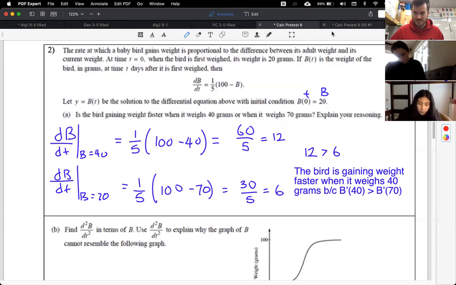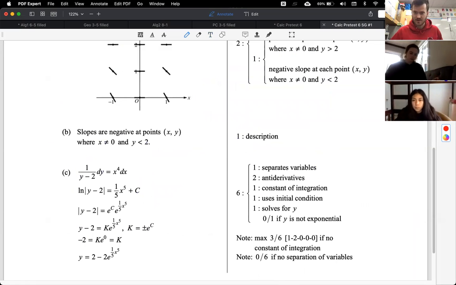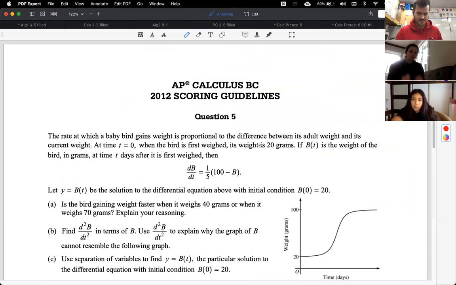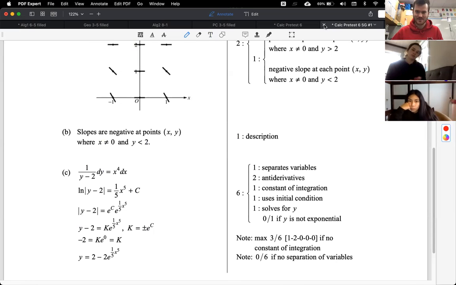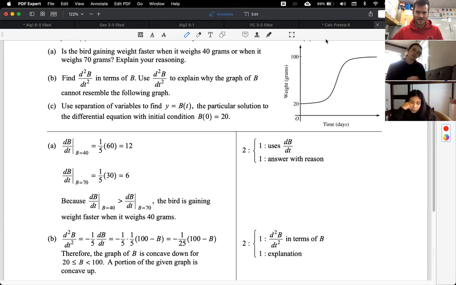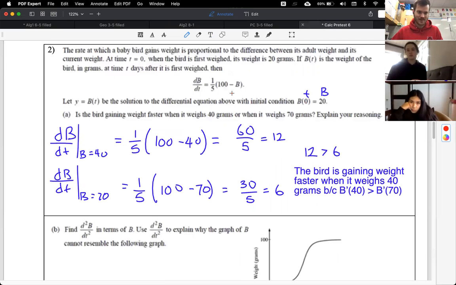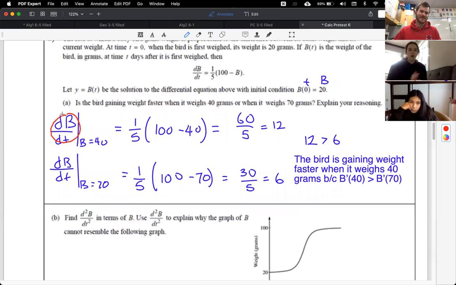Did we get it correct? Scoring guide says, did you use dB/dt? You just have to use it, and that's kind of funny. Well, look, we wrote down, oh, maybe I should get rid of our last scoring guide. We don't need that. Did we write down dB/dt? We did write it down, so just by writing it down, we get a point.